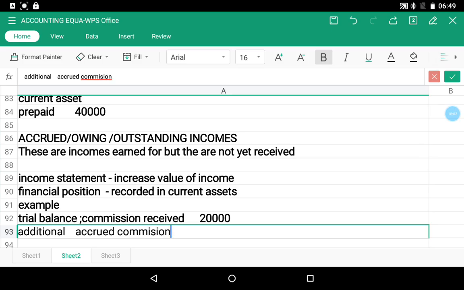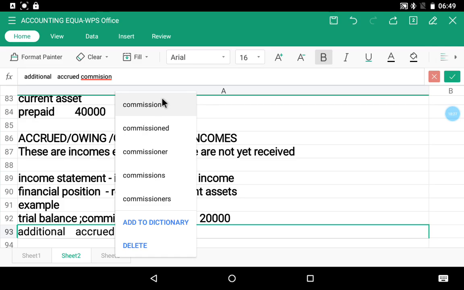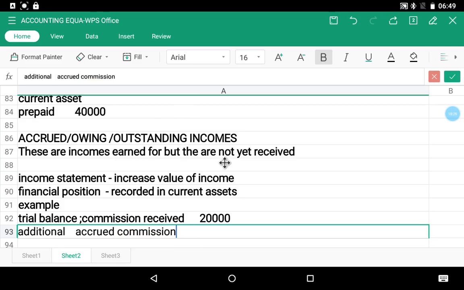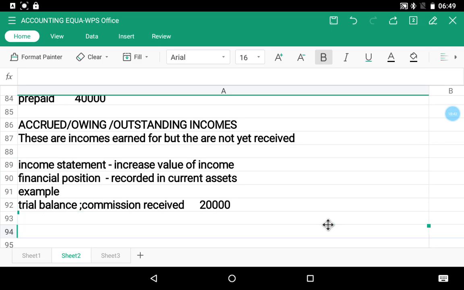And remember, under income, we have anything that is received. Maybe it can be rent received, it can be commission received, it can be salary received. As long as it is received, that is an income. So here we have accrued commission of 5,000. So let us see how it is treated.